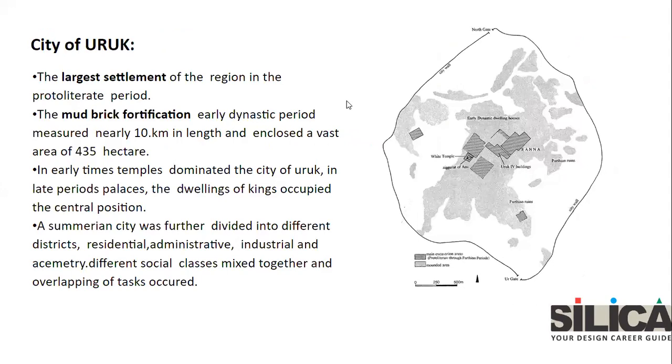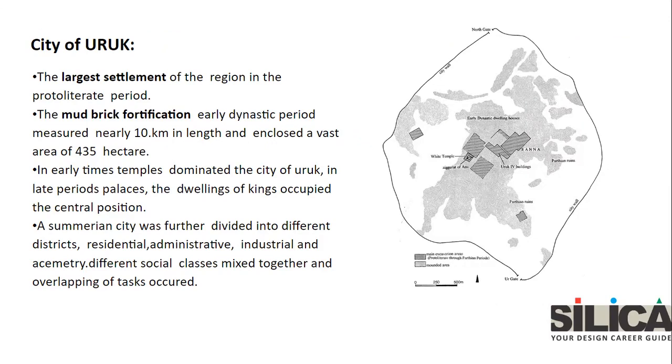Now next is the city of Uruk, the largest settlement of the region in the Protoliterate period. The mud brick fortification of the early dynastic period measured nearly 10 kilometers in length and enclosed a vast area of 435 hectares. In early times, the temple dominated the city of Uruk. In later periods, the dwelling of kings occupied the central position.